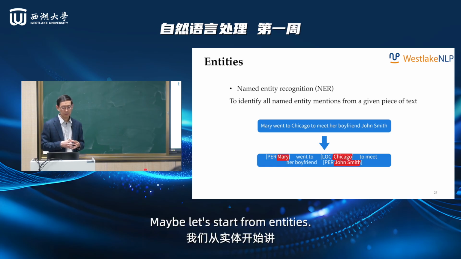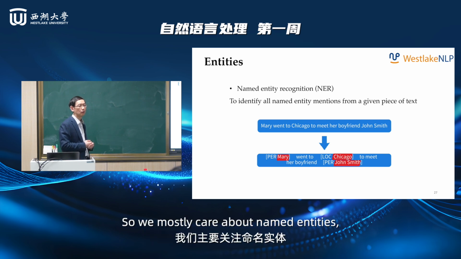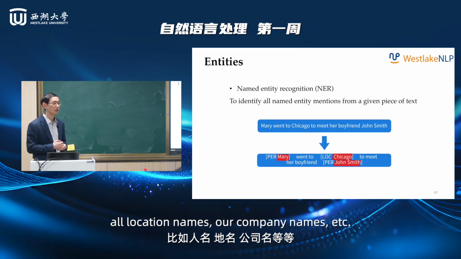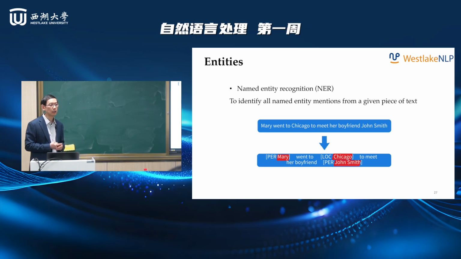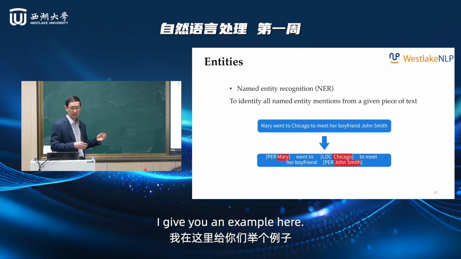Maybe let's start from entities, okay? So entities are basically what people talk about out there. We mostly care about named entities, which are things like person names, location names, company names, etc. And the task is to extract all mentions of named entities from text. I give you an example here.